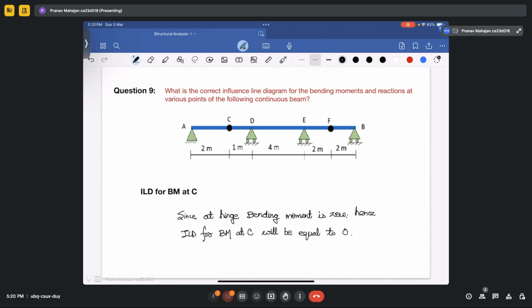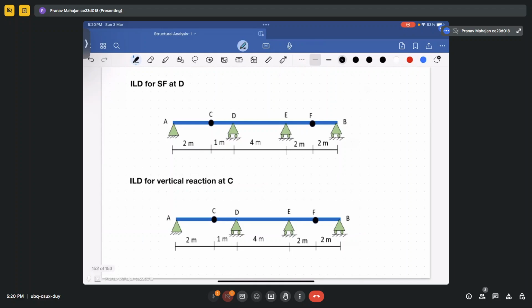Okay. Now next question is you have to determine the influence line diagram for shear force at point D. So for that, you have to provide a unit displacement at point D and you have to see how it will work. So for shear force at point D, it is like this. Half it is positive, half it is negative. Okay. So here, if you provide positive shear force, it will continue till point C and it will become zero here.